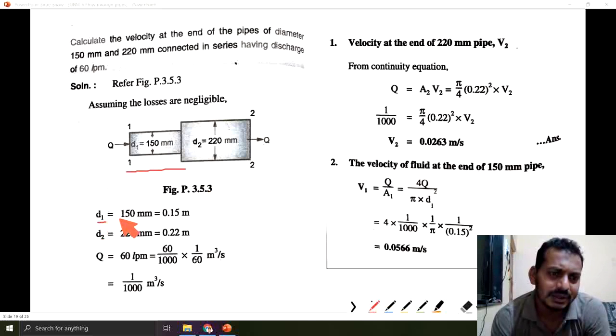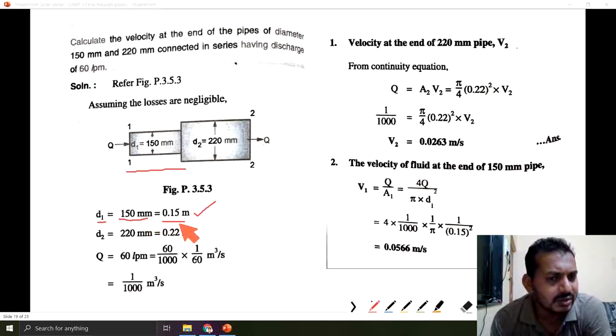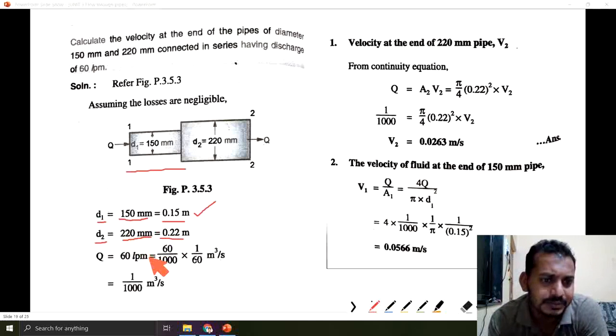Diameter D1 is given as 150 mm. We can write it in SI units as 0.15 meter. Always convert the non-SI quantity into an SI quantity. Diameter D2 is given as 220 mm, so we can convert that into 0.22 meter because 1 meter is equal to 1000 mm.